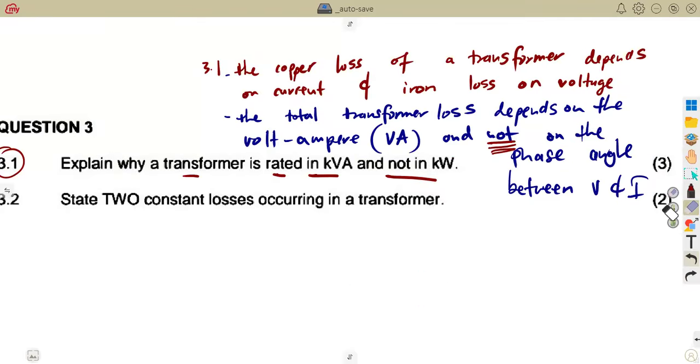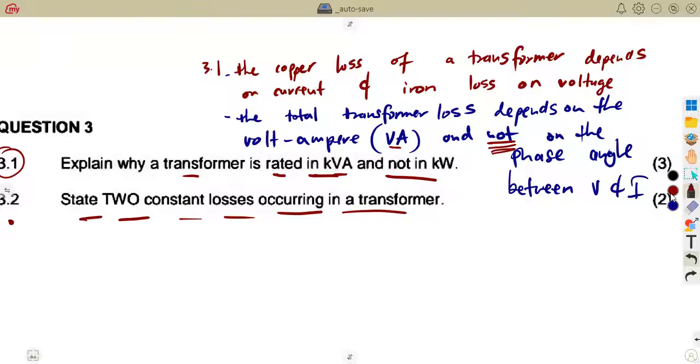It is just voltage and current. That is why we consider voltage ampere, and that is why we end up with the kilovolt amperes. So if you are given, guys, volt ampere, you can divide by 1000. You have the kilovolt ampere. That is the case. State two constant losses occurring in a transformer on 3.2.